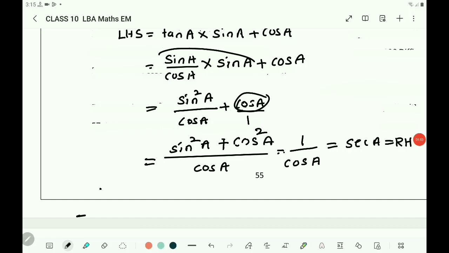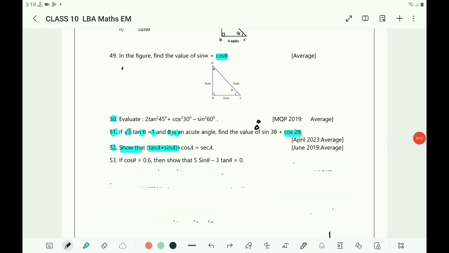Therefore, you got that tan A into sin A plus cos A equals secant A. Then next question number 53.